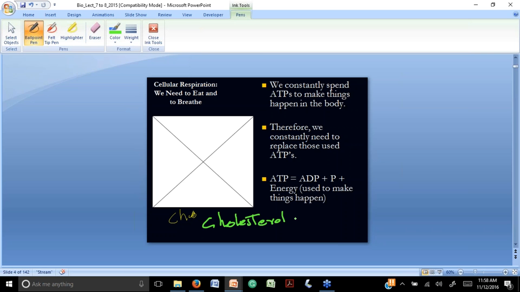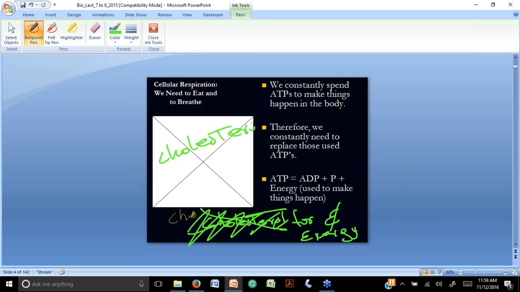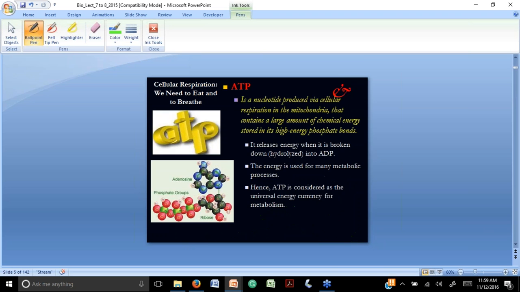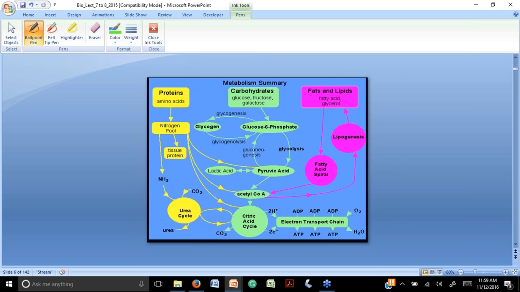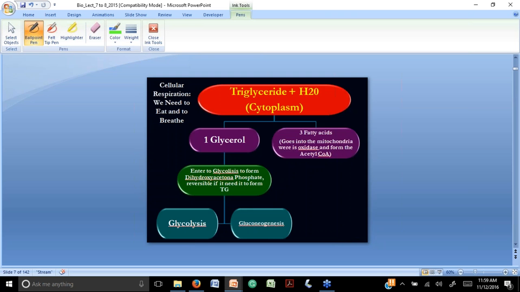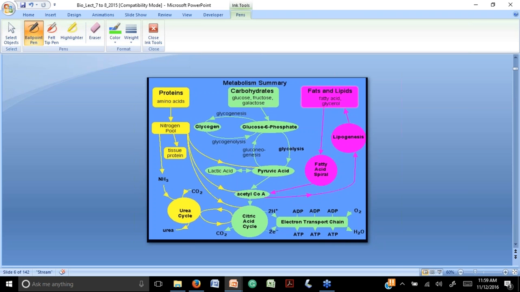Cholesterol, please, is not used for energy. No energy, okay? Cholesterol is not used for energy. Cholesterol, no energy. So that is very important. Okay, so we have the ATPs and let's make a small summary here, just to make a shortcut.